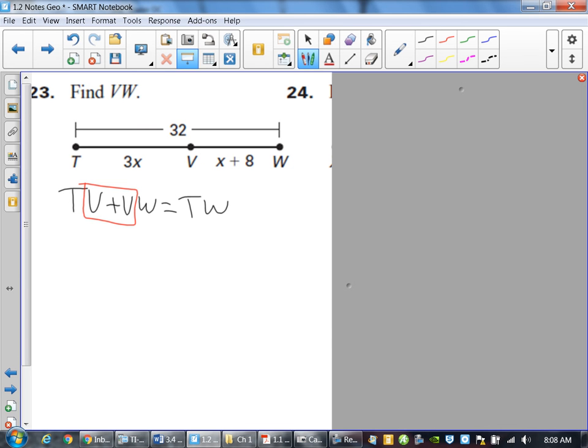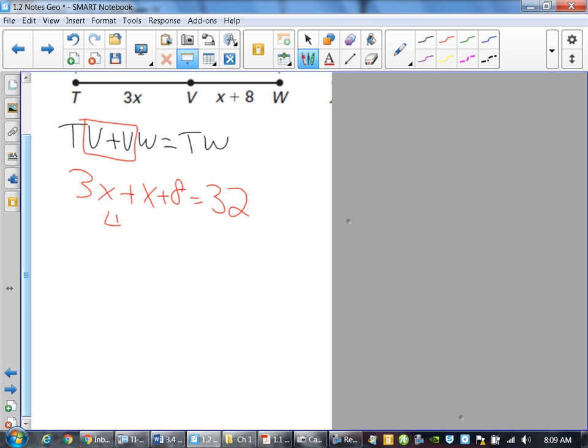So you fill in the blanks. TV is 3x, and x plus 8, and the whole thing has to equal 32. So now when you combine your like terms, what do you get? 4x, very good. So you wind up with 4x and an 8.